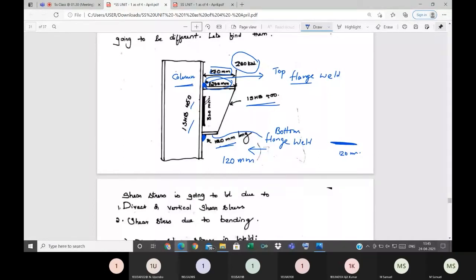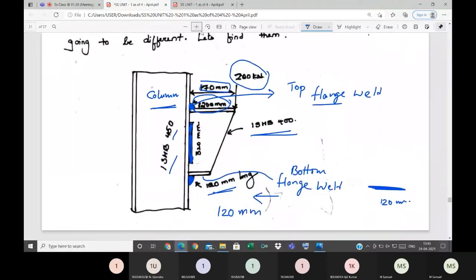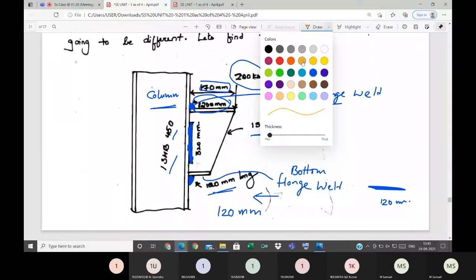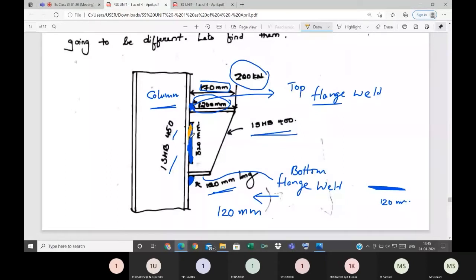And what is this other weld done here? See here, this weld. Okay, let me enlarge this for you. Yes. What is this weld? So this is the weld that is joining the web with the column flange, isn't it? So can we call this as web weld? Or weld in the web, anything that differentiates it from the remaining two.